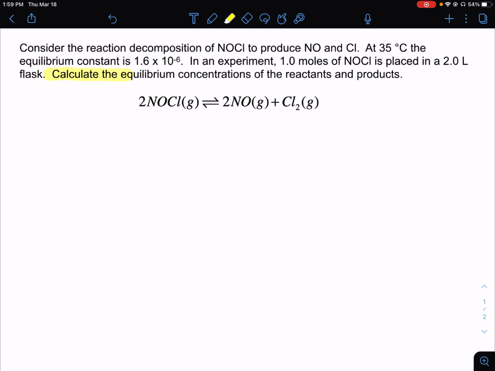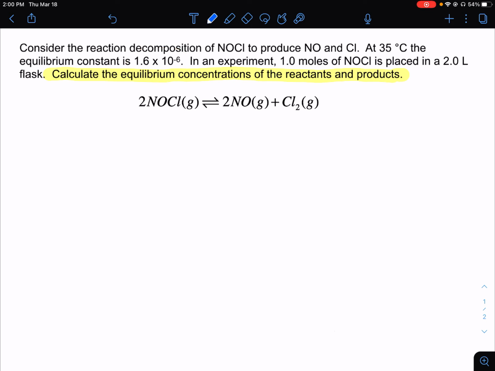So if we look at this last sentence, it's really what we're trying to do. We need to find the equilibrium concentration of everything in our reaction. So we're given our reversible reaction. The first thing we're going to do when presented with a problem like this is write our equilibrium constant expression. So we're given a value of our equilibrium constant here.